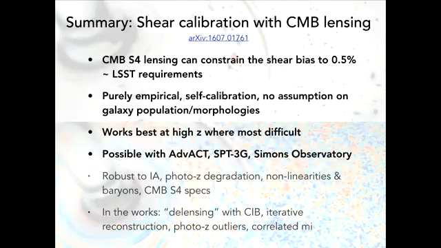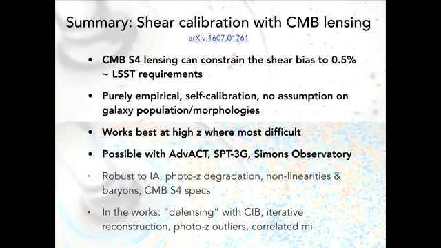So let me just conclude this part of the talk and say that this is one way that CMB, the cosmic microwave background, can help with the large-scale structure, constraining systematics in the large-scale structure. And this forecast for CMB lensing and LSST shows that you can actually calibrate the shear to 0.5%, which is basically the LSST requirement on most of the redshift range. The value of this method, again, is that it's purely empirical. It's a self-calibration from the data alone, and it doesn't rely on any assumption about the galaxy population morphology. It works better at higher redshifts, where this would otherwise be more difficult.